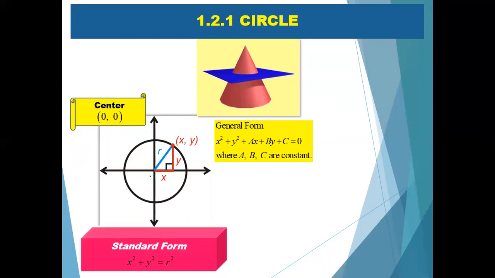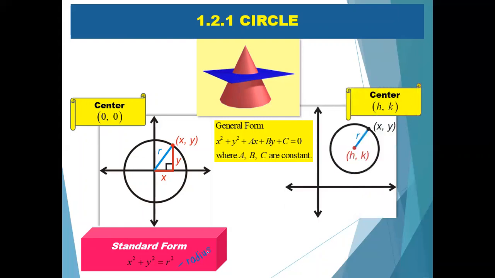Okay, so the standard form for the circles where the center is at 0, 0 is x squared plus y squared is equal to r squared. R here is a radius. Okay, and also we have a center which is at h, k. Okay, so dia bukan pada origin ni, origin pada h, k, let's say pada 2, k. Okay, how to calculate this circles at the center h, k?